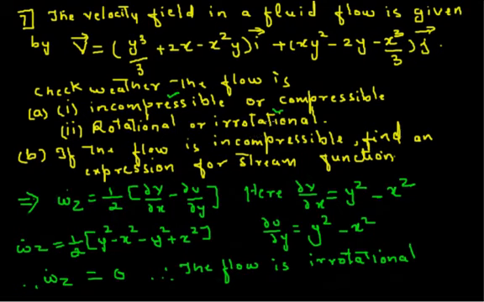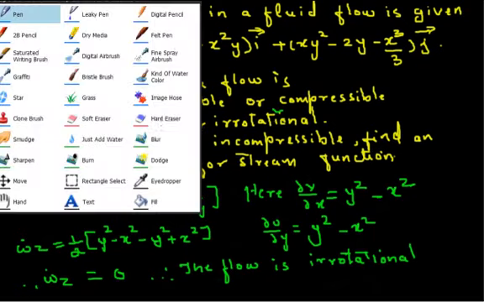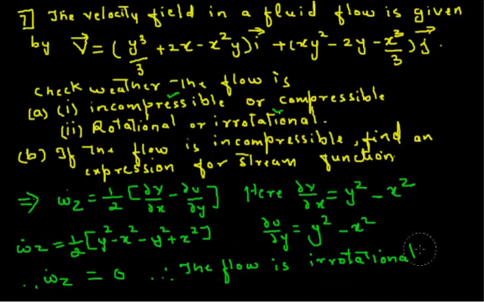In this way we can find out whether flow is rotational or not, right? So now we will go to the next part of the problem, which says that if the flow is incompressible, find an expression for stream function. We have already found out that flow is incompressible, so now we should find out the value of stream function psi. So I will erase this now and try to find the value of stream function.